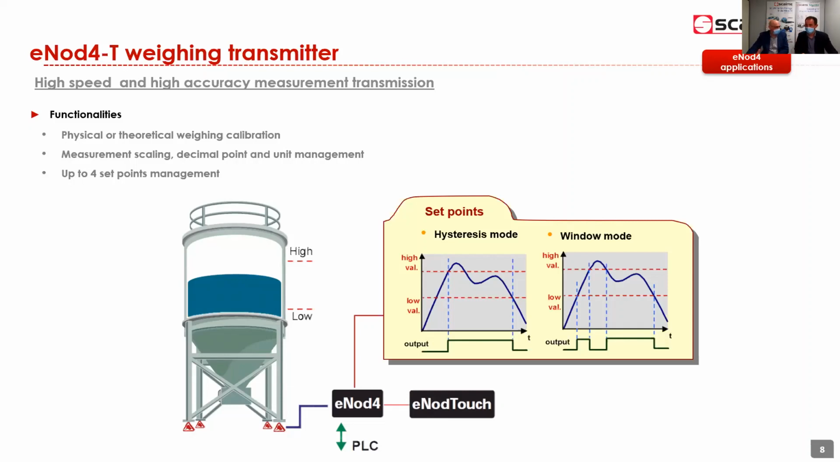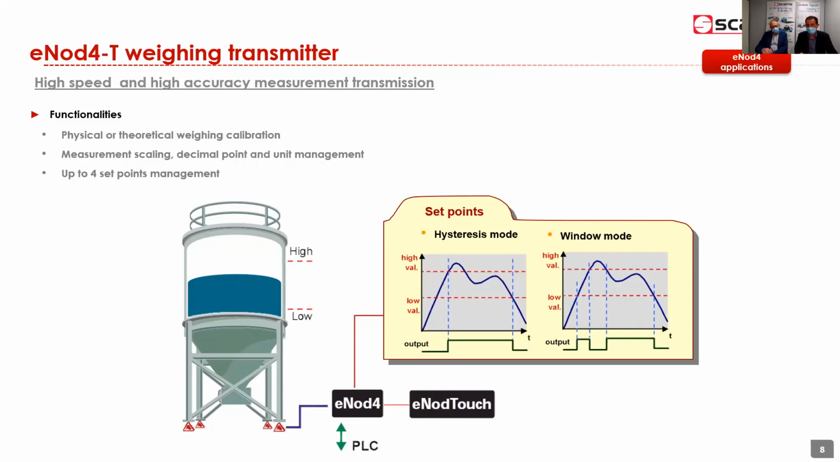Yes, I would just like to add, because we will see after in the other applications, we will use a lot of features about filtering. You just have to know that the digital filtering functionality available for the other applications are integrated for the eNod4T version, for the transmitter versions. Indeed. And so we offer a high capacity filtration. So indeed, this is a very important point.